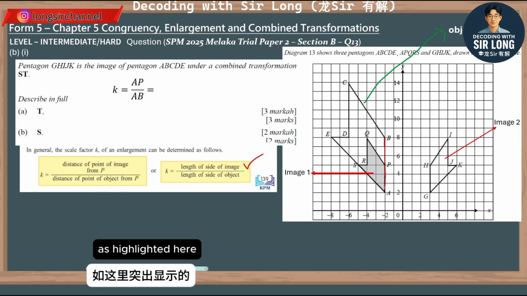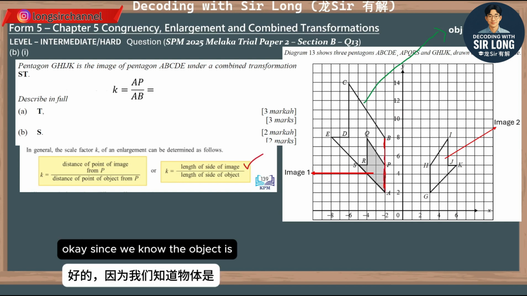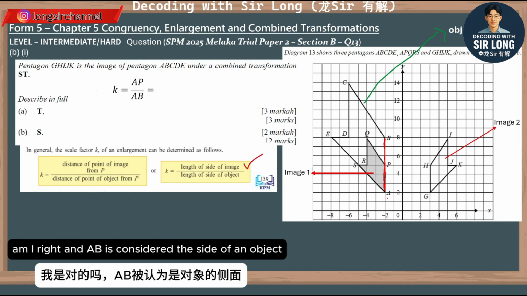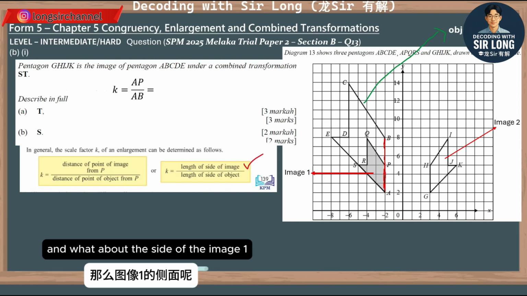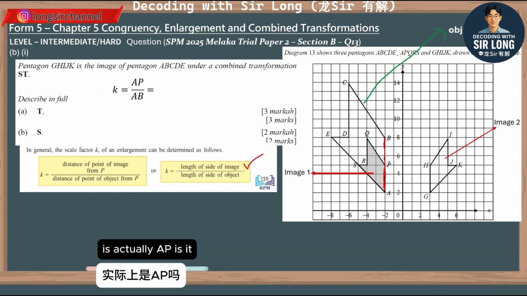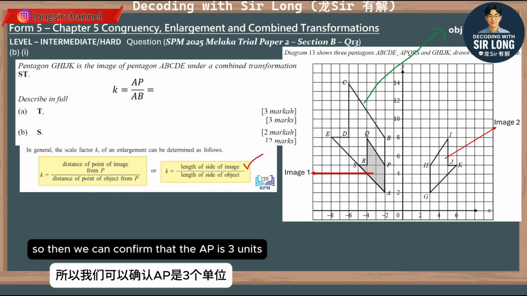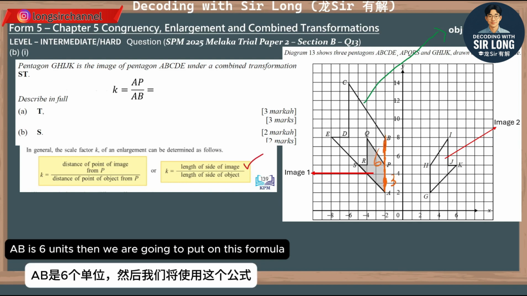As highlighted here. Okay, since we know the object is ABCDE, and along the side on the right, the side is AB, am I right? AB is considered the side of the object. And what about the side of image 1? It is actually AP, is it? So based on the formula, we are supposed to put AP on top and AB on the bottom. Then we can confirm that AP is 3 units, AB is 6 units.